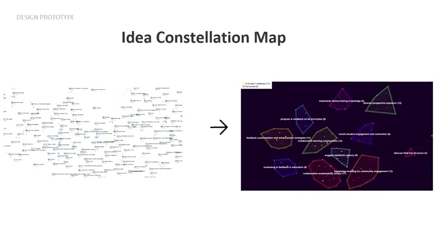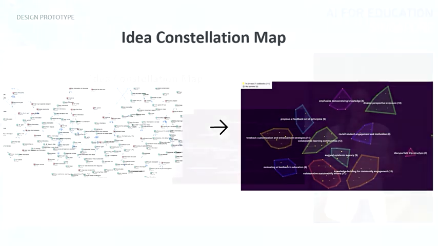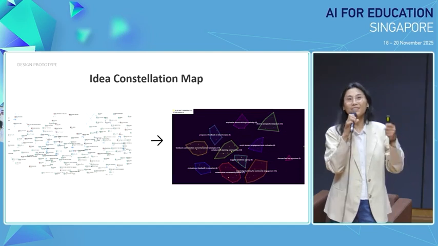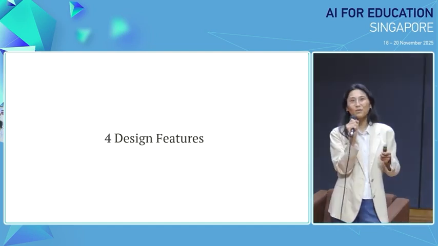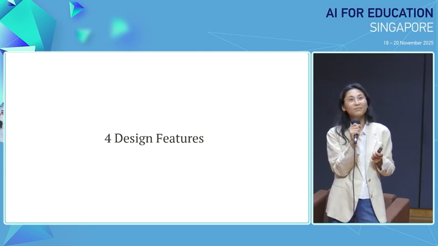So this is where the idea constellation map comes in. We're trying to transform a messy, entangled knowledge building space into a dynamic and interactive visualization that's powered by generative AI to enable students to better make sense of a busy knowledge space. I'm going to walk you through each of the design features here.